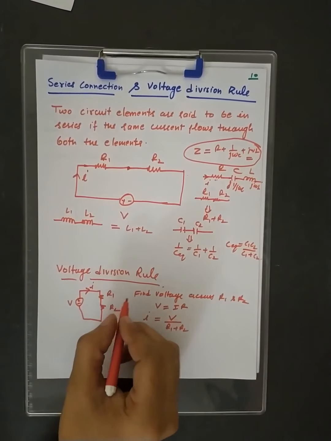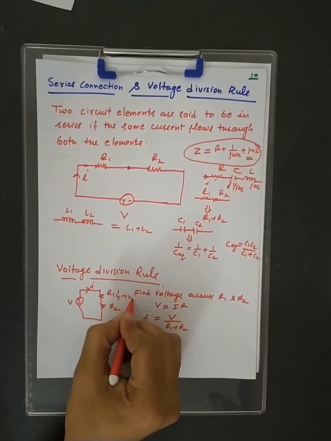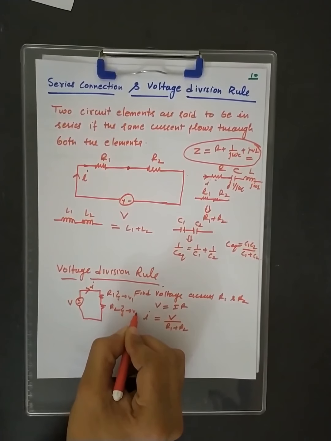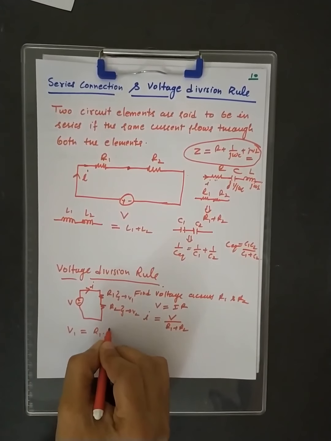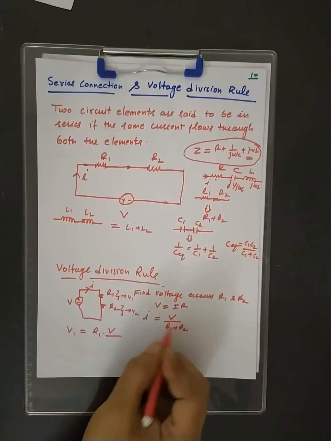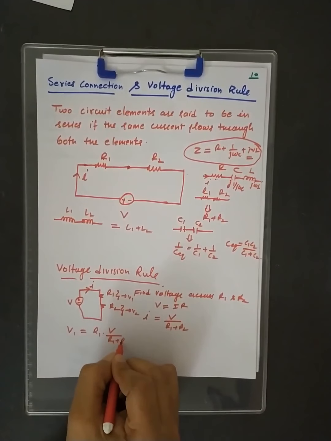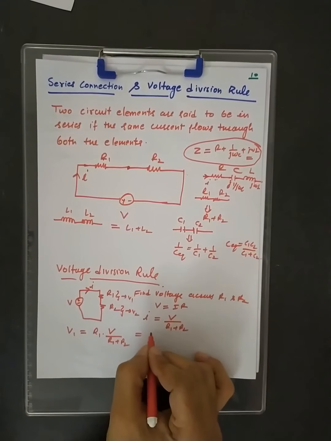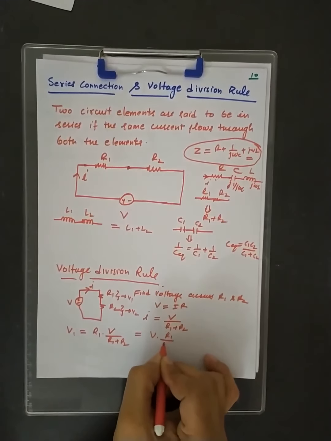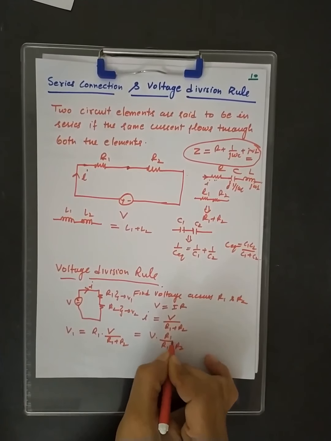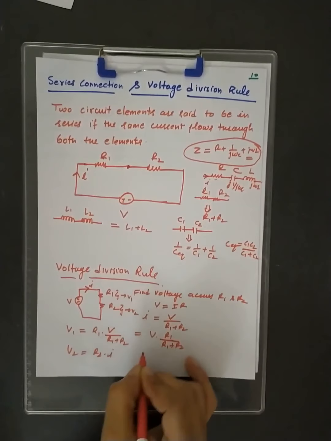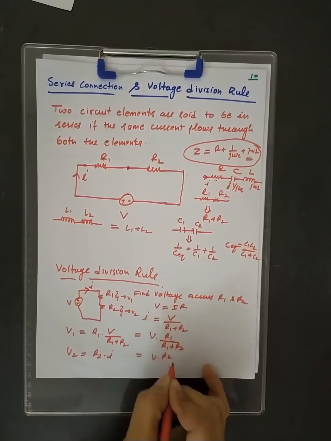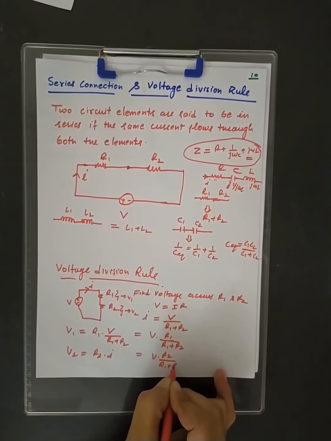Then voltage across R1 is V1 suppose, and voltage across R2 is V2. So V1 is given by R1 into current, which is V upon R1 plus R2, because the same current is flowing across them. So V1 is equal to V into R1 upon R1 plus R2. Similarly, V2 is given by R2 into current, and that is given by V into R2 upon R1 plus R2.